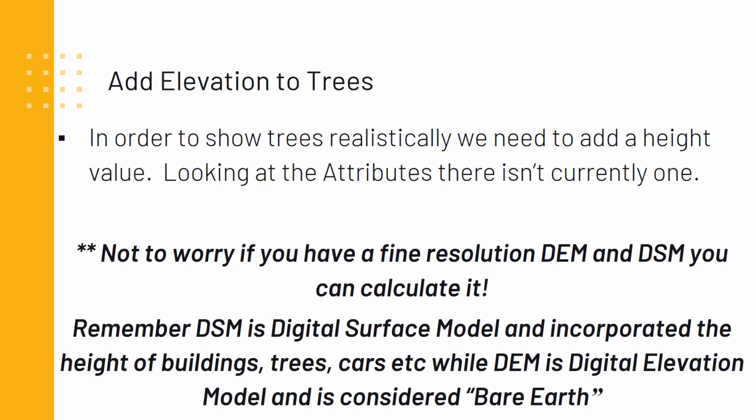Okay, so we don't have to worry about this if you have a fine resolution DEM and DSM, because you can calculate it. So remember, a DSM is a digital surface model and incorporates the height of buildings, trees, cars, etc., while the DEM is the digital elevation model and is considered bare earth. So the height of things would be the difference between the DSM minus the DEM, and then you get the height of your tree or your building or your car.